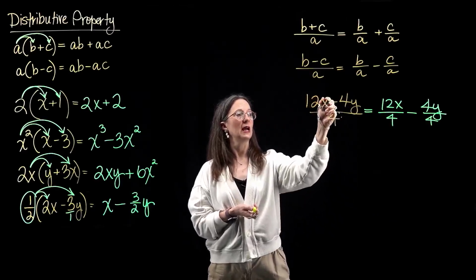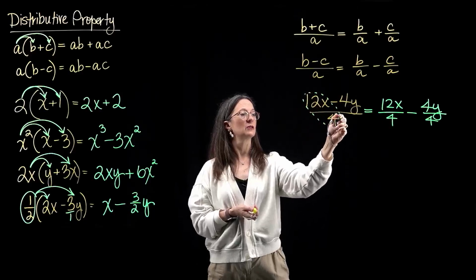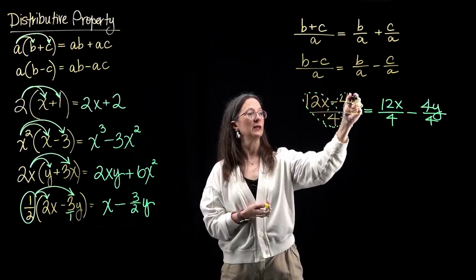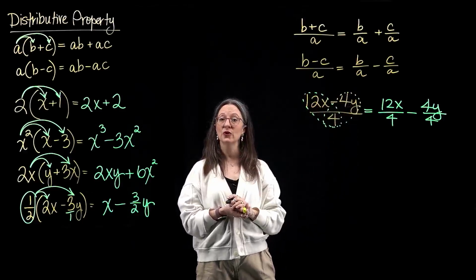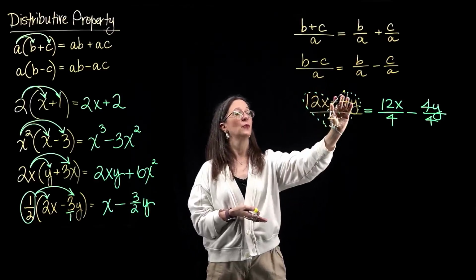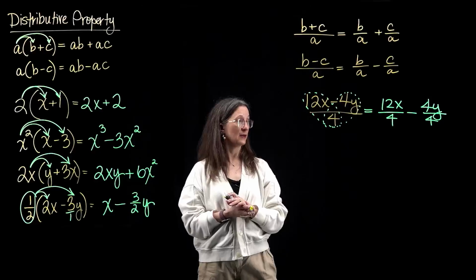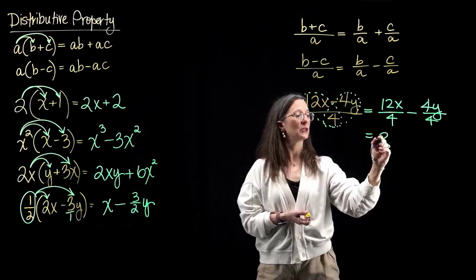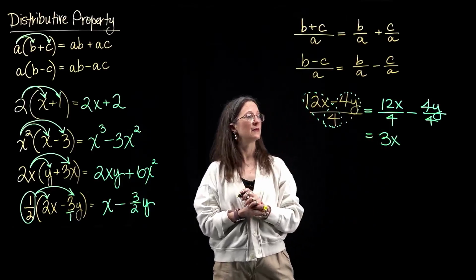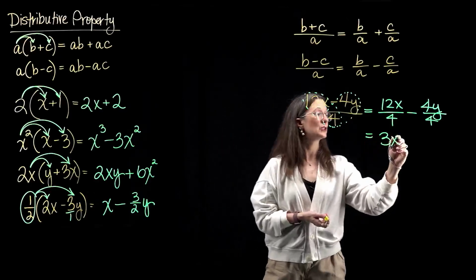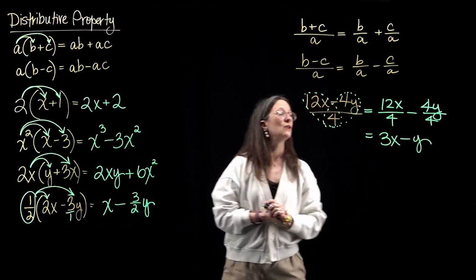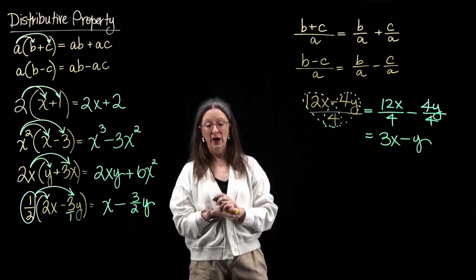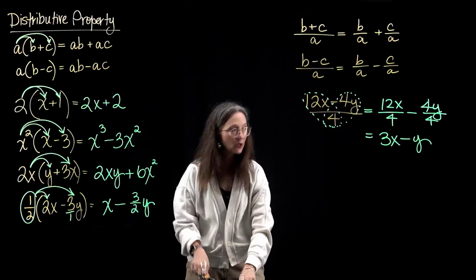So you could think of it as doing this grouping minus this grouping. So the 12x and the 4 group together, and then the 4y over 4 group together. And then we could simplify. So 12x over 4 would just be 3x. 4y over 4 is just y. So this would simplify to 3x minus y. Let's look at one more.